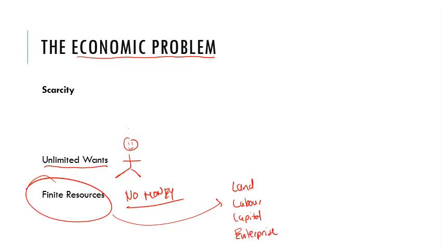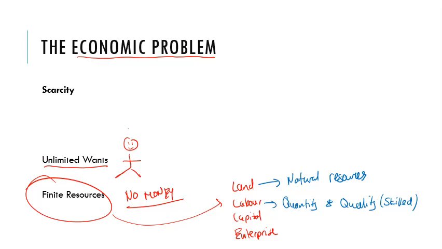But what do these mean? Okay, we need to actually break it down. Land is our natural resources. The land around us. Second one is labor. Okay, now labor is all the people willing to work. Okay, but we can't just think of labor like that. We need to think about the quantity and quality. Okay, that means it's skilled. No point hiring a dropkick, they're not going to have the skills.